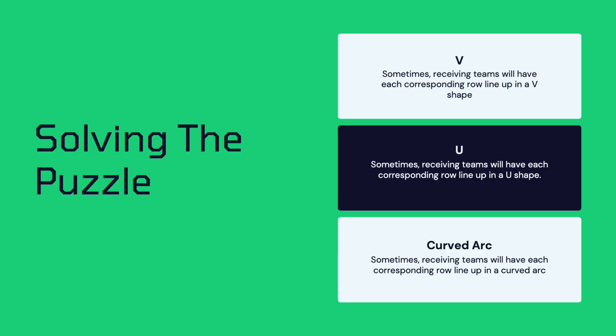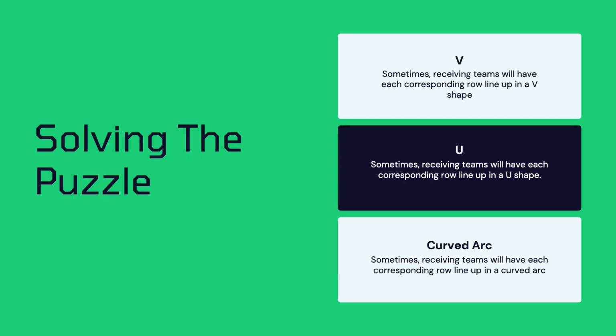If you are a math fan or a geometry fan, which most of you probably are not, you can also use geometry to help you with solving the puzzle. A lot of times, teams will line up each corresponding front row and each corresponding back row in the following shapes. Sometimes they will line them up in a V or U shape, and that V and U may be forwards or it may be backwards.